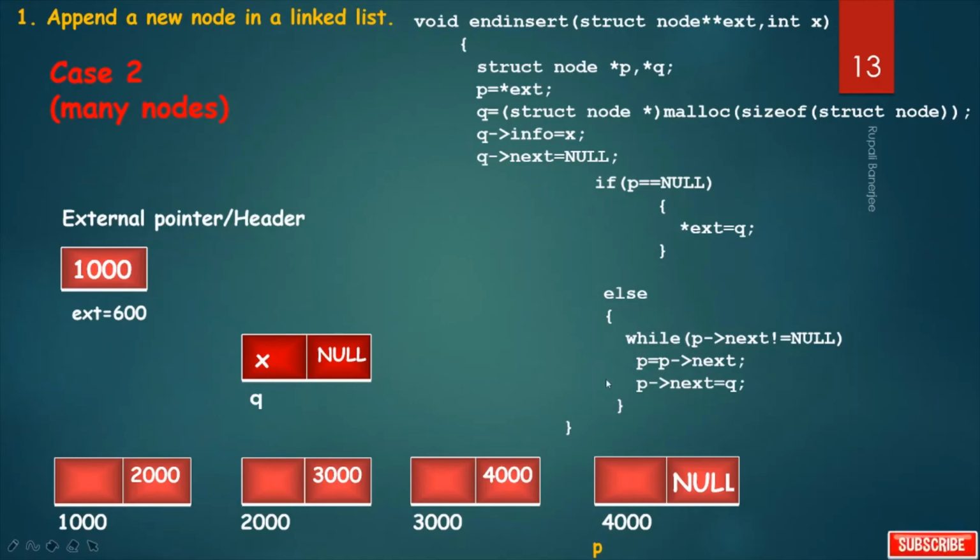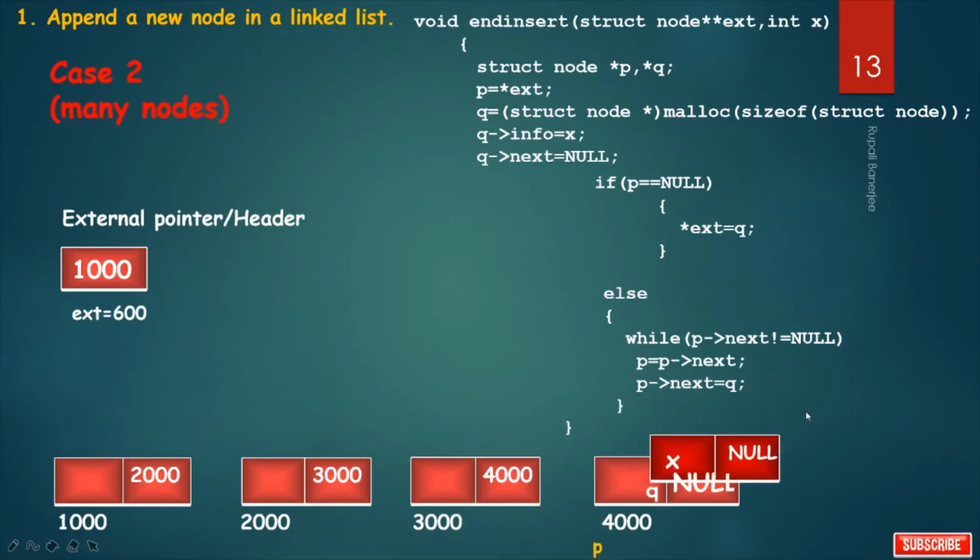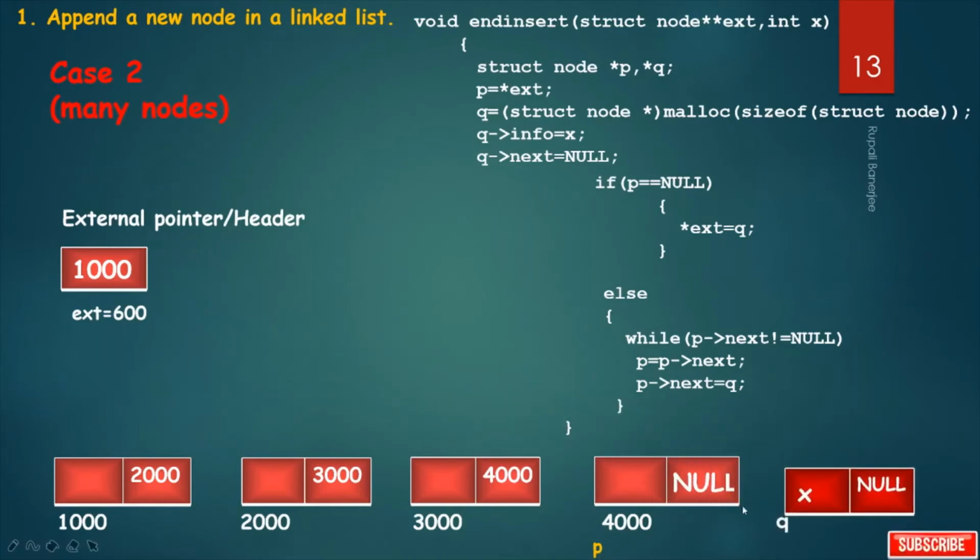Then after this while loop, what is the next line? It is p arrow next equals to q. It means the new node address is stored in place of null, because this node will be our last node now. So the new node address is stored in the next value of p. So this q is stored in this place. So q is here, and in this way you can append a new node in a linked list.